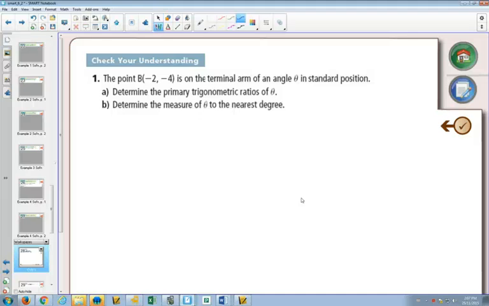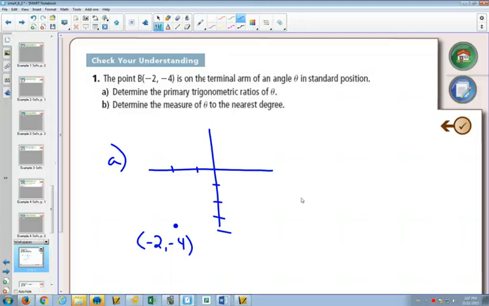So, for example 1 here, we've got a point on the terminal arm of an angle in standard position. Now our point is at -2, -4. So the first thing we're going to do is draw that point. It's going to be in quadrant 3.